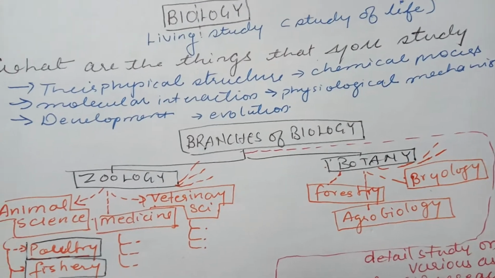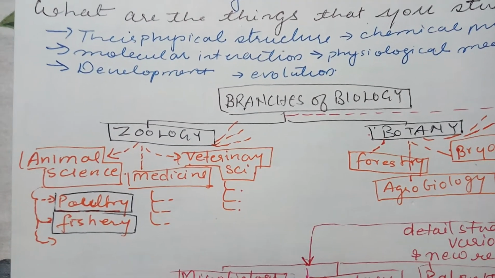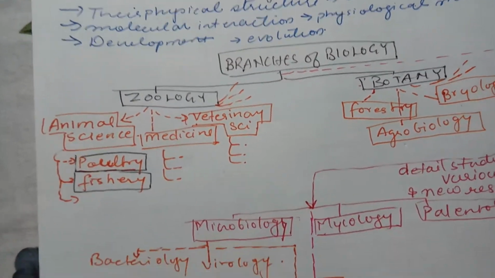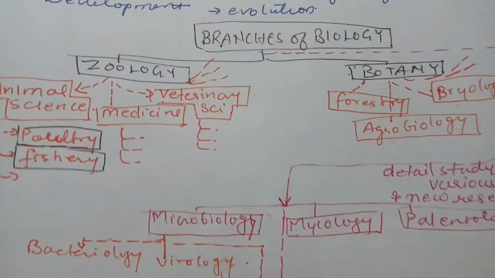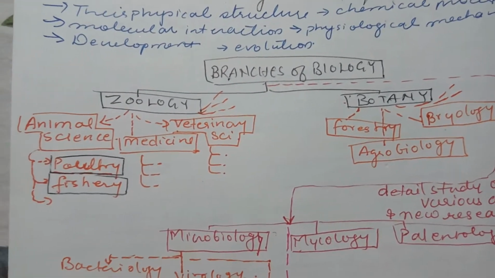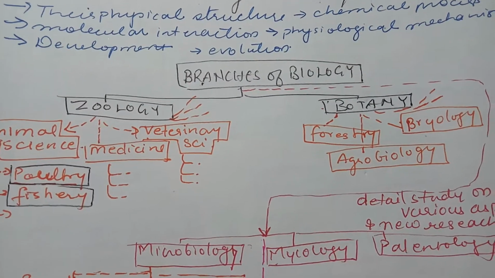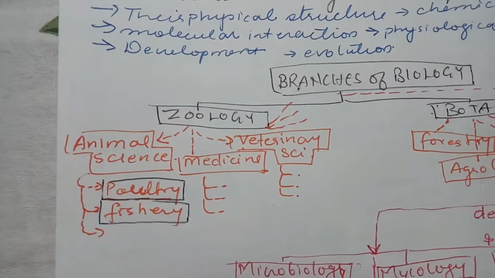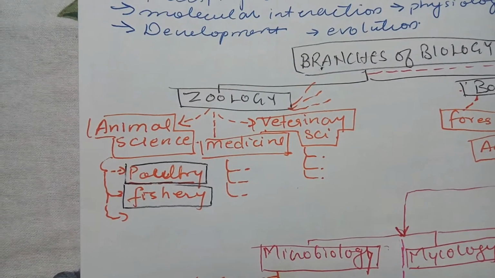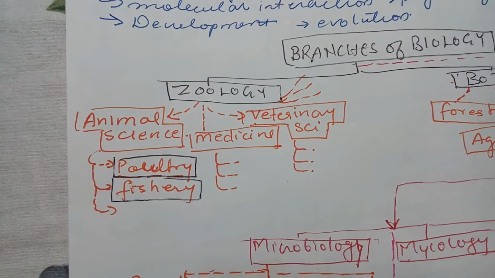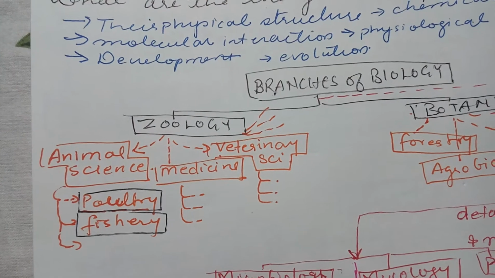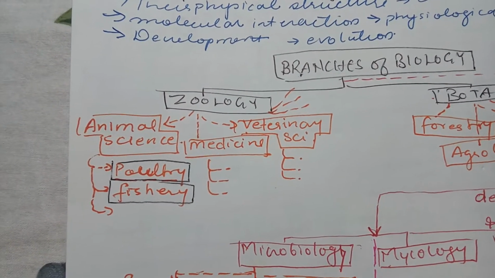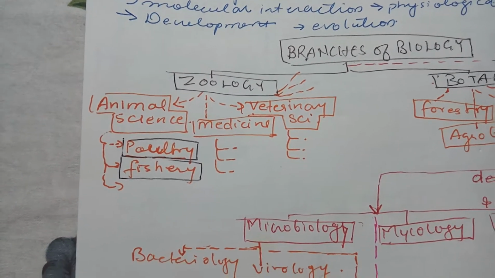Now before we go into the detail of the subject, I would like to discuss different branches of biology. So initially there were two branches, and from these two branches different branches have emerged by extensive research in a particular field. Okay, so we have zoology, which is concerned with animal sciences, veterinary sciences, medicine. And further there are so many branches that have emerged from the animal sciences: poultry, fishery, and much more.